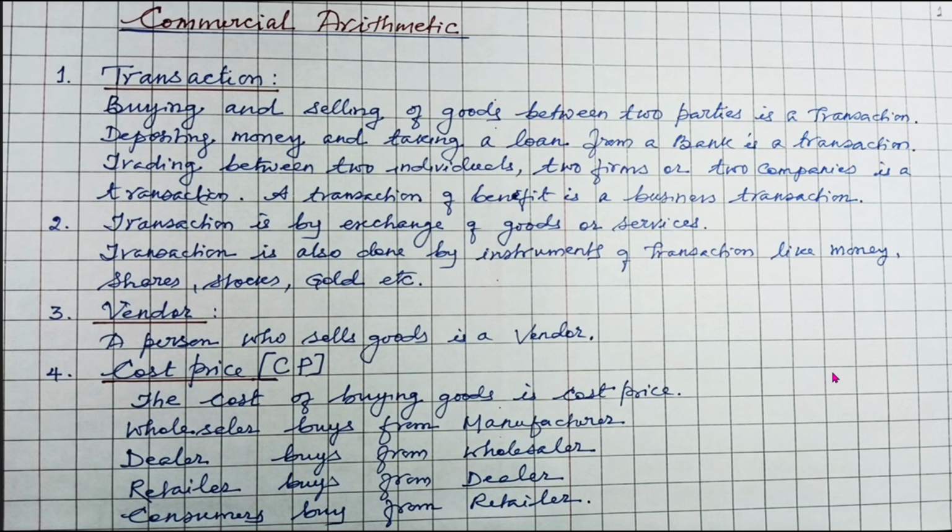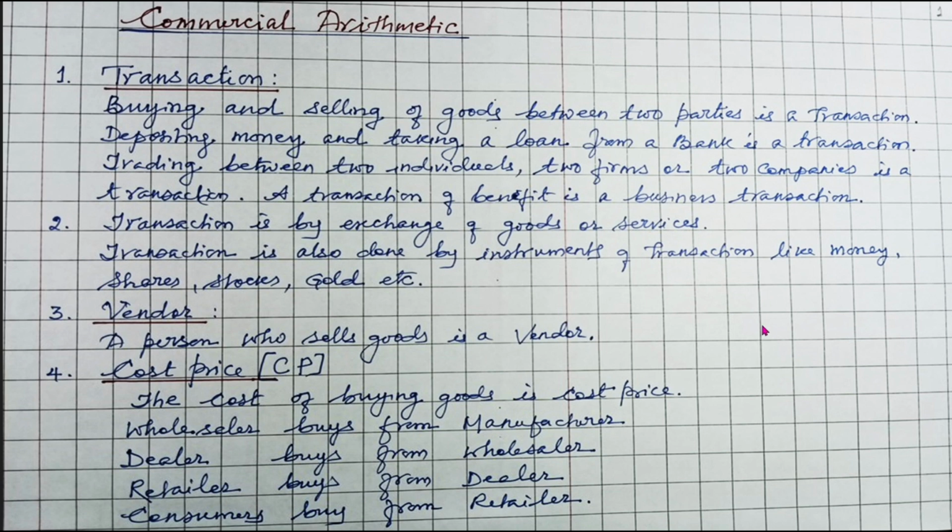A transaction of benefit is a business transaction. A transaction is done by exchange of goods or services. A transaction is also done by using various instruments of transaction like money, shares, stocks, gold, silver, etc.